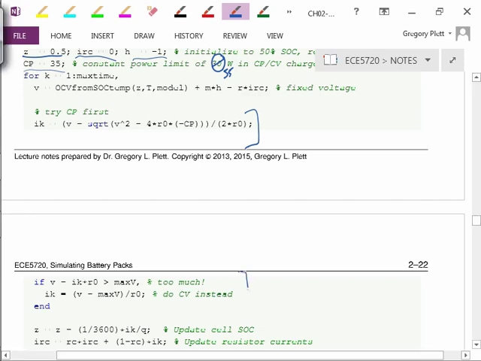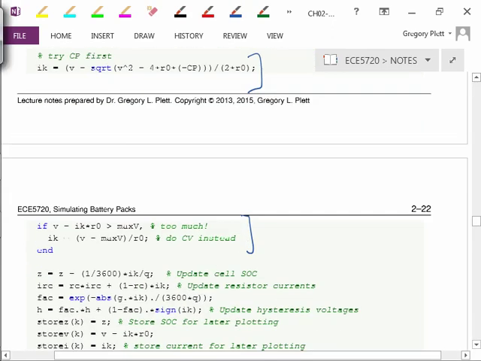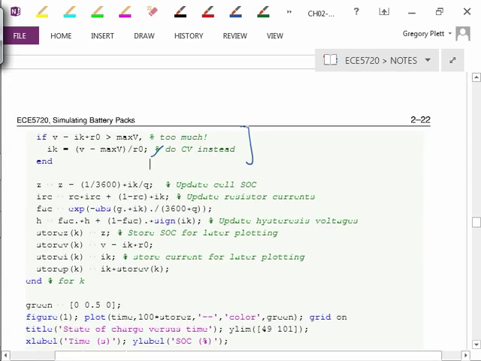And here we do the limits. So I say if the constant power would result in an overvoltage, then instead I do the constant voltage instead. And so that helps me determine which current I'm going to choose. It's either this one or it's this one. Same idea as before, but implemented slightly differently. And then the rest of the code is exactly the same.